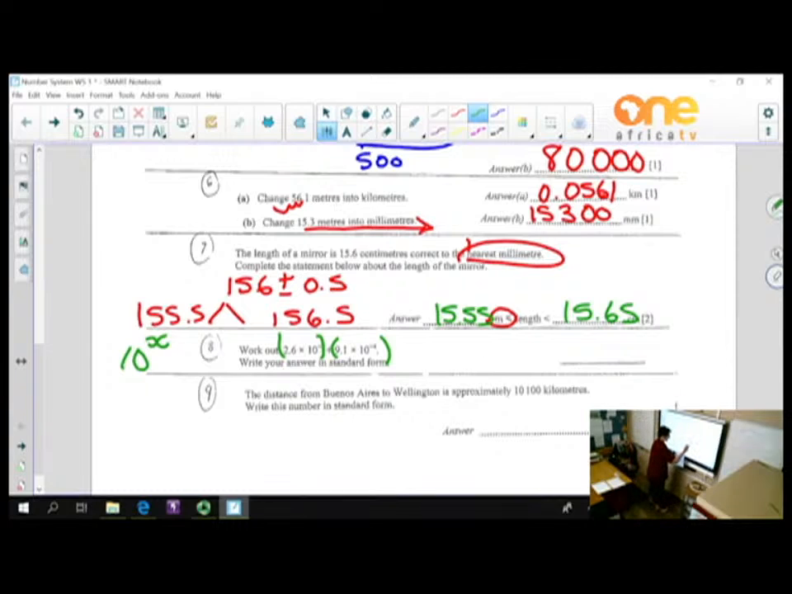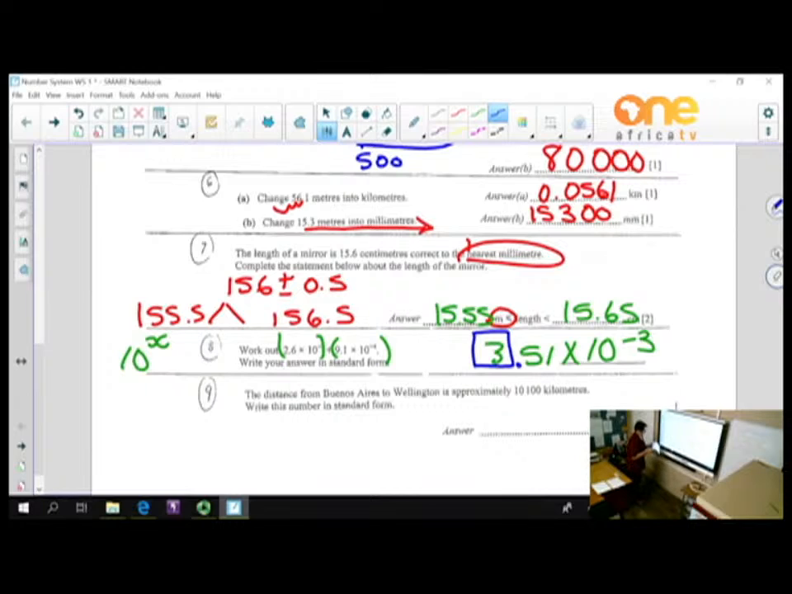So I got 3.51 times 10 to the power of negative 3. It's a decimal answer, so that's why it's 10 to the power of negative 3. Remember, standard form means only one digit, only one number in front of the point.